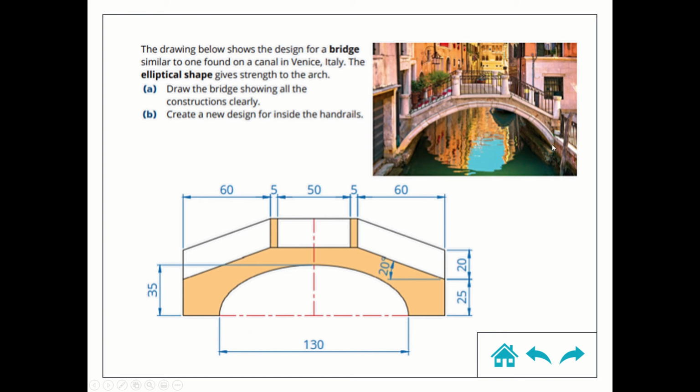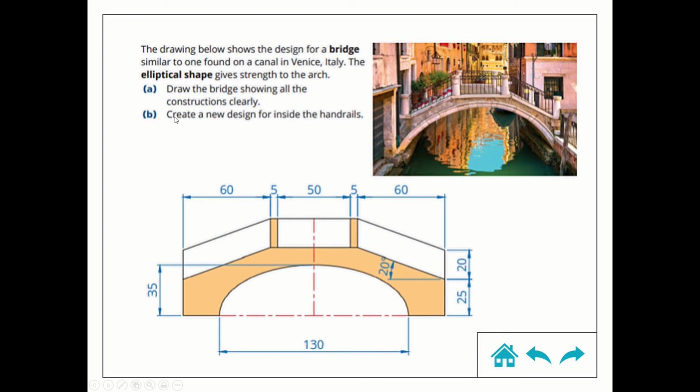And particularly for spanning large areas, the ellipse would have been used quite a lot in architecture, traditionally anyway, and certainly even modernly. So we're told to draw the bridge, showing all constructions clearly. In this case, we're going to use our concentric circles method. It's probably the easiest method to use. We're drawing in our semi-ellipse here, so it's half of an ellipse. And we can see that we have the dimensions then to fill in the handrails and so on and so forth for the different aspects of the bridge.